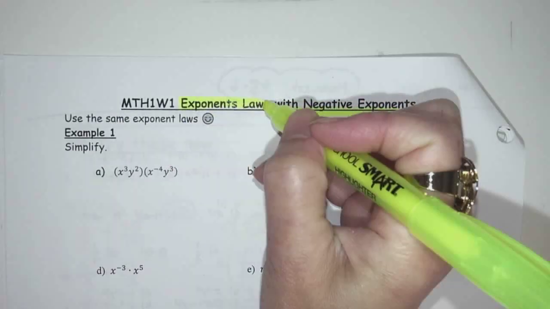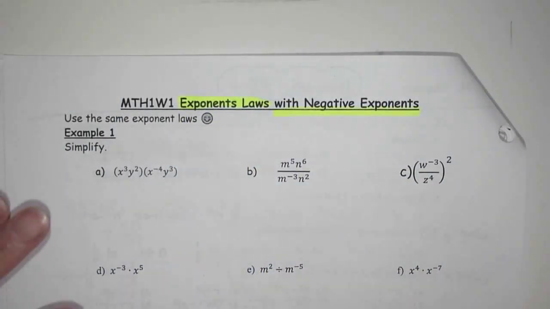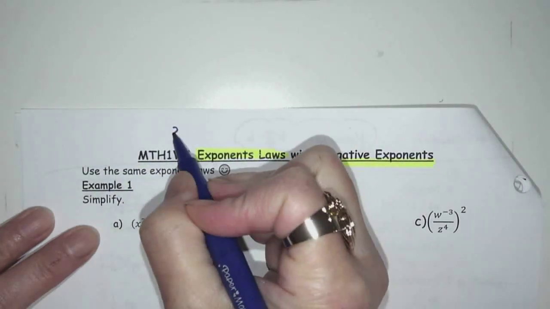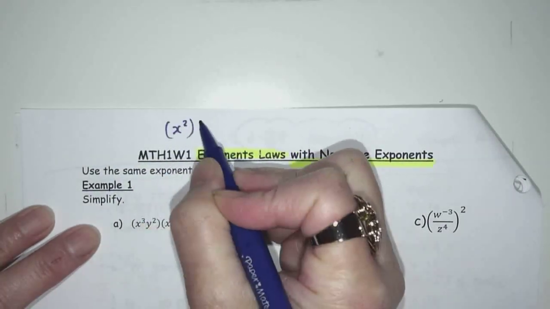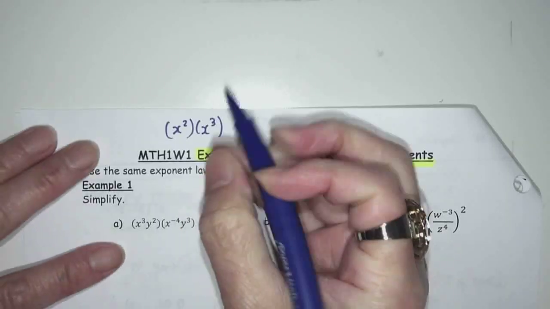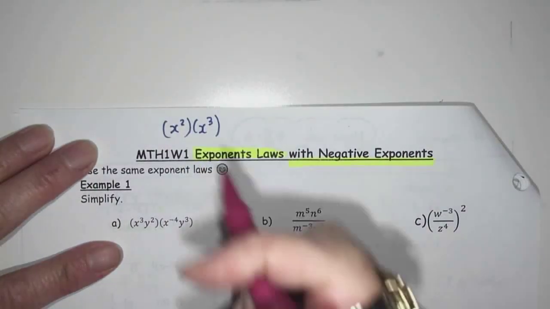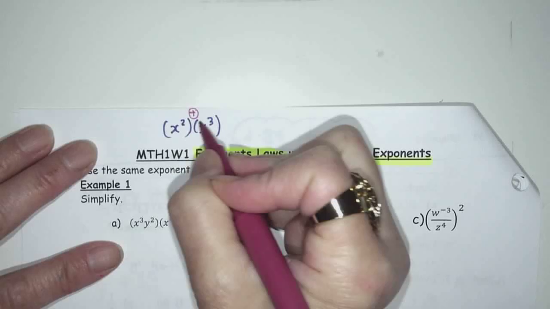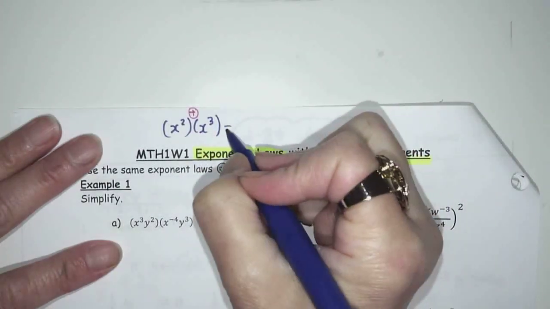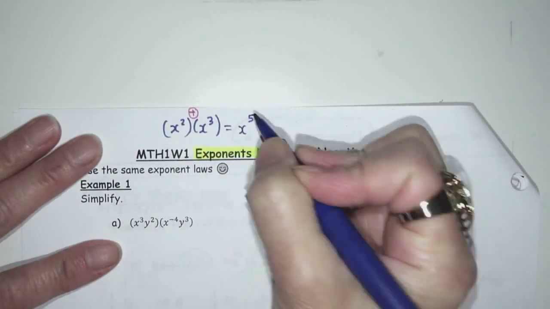The exponent laws that I'm talking about are: when you multiply, you add exponents. So if I had x squared times x to the 3, you would add those exponents together. You'd say that this was x to the 5. 2 plus 3 is 5.